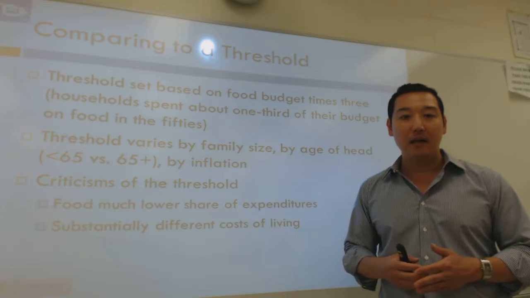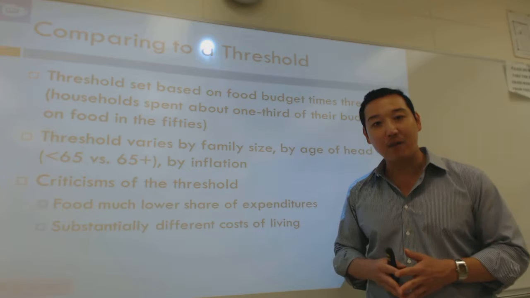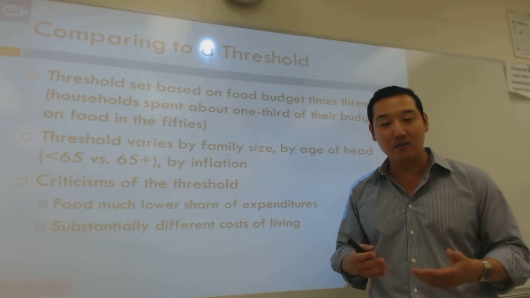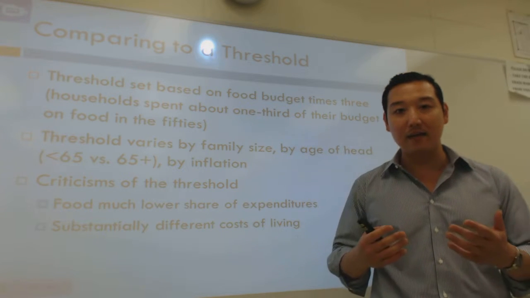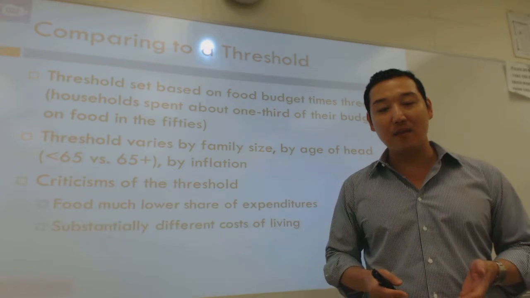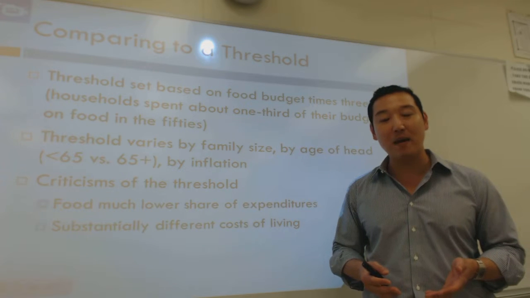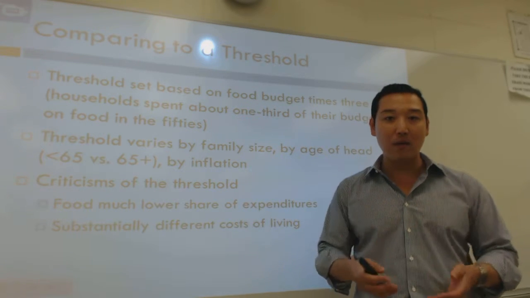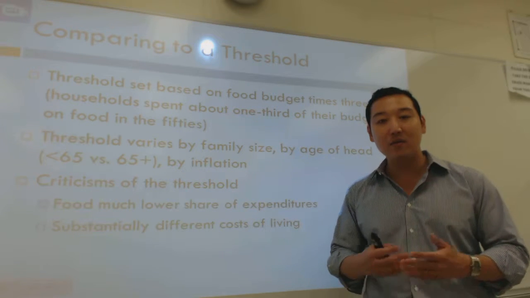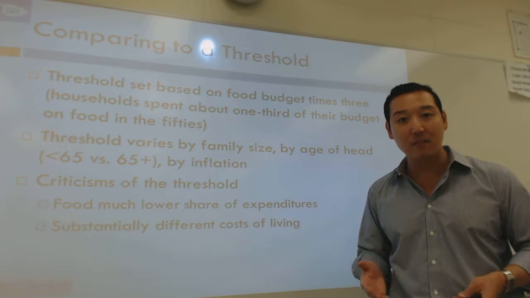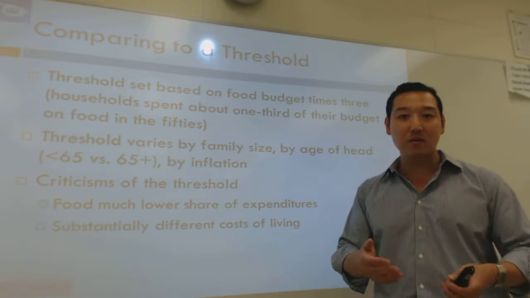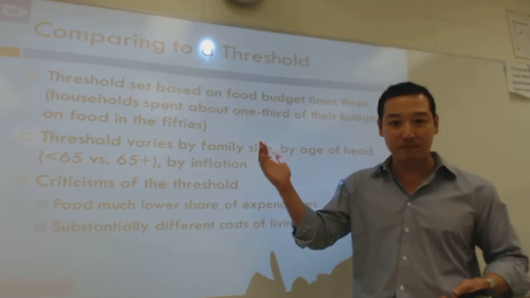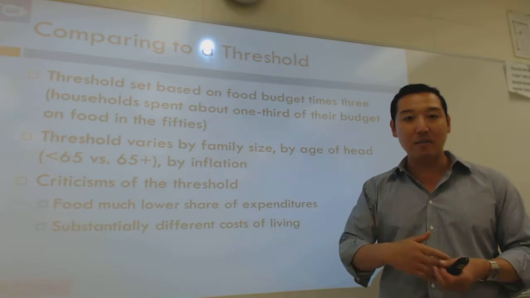But one thing I want to note in this slide are the criticisms, right? So you may have been thinking during this discussion that the threshold doesn't seem right, and the fact that families spend 1/3 of their budget on food, that doesn't seem right, right? And so that's one of the major criticisms today, that the research will show that families spend 1/6 of their budget on food, and so the criticism is, well, why not take a low-cost food budget and multiply by 6 as opposed to by 3?